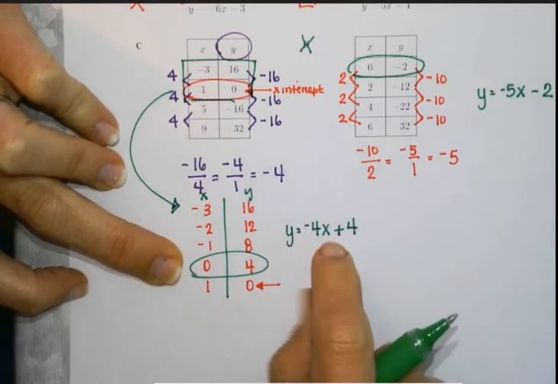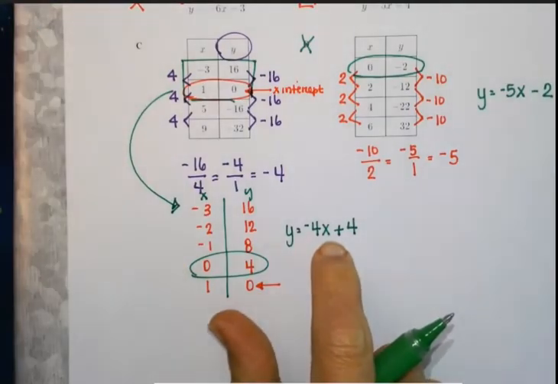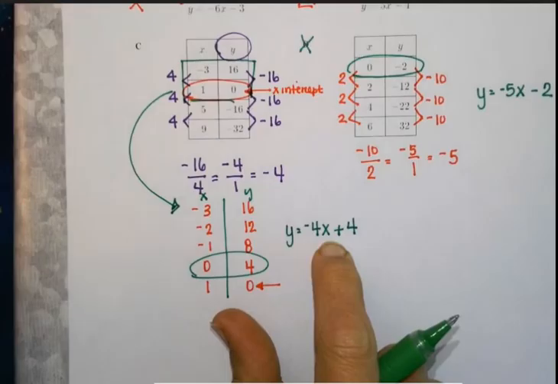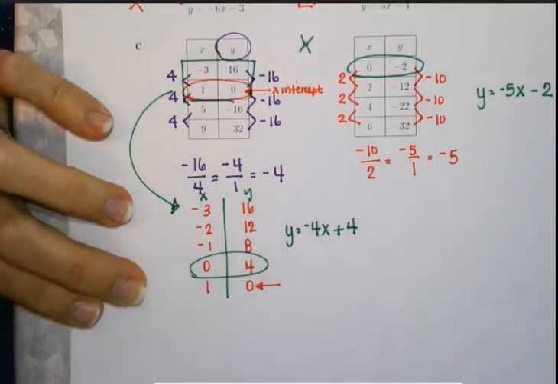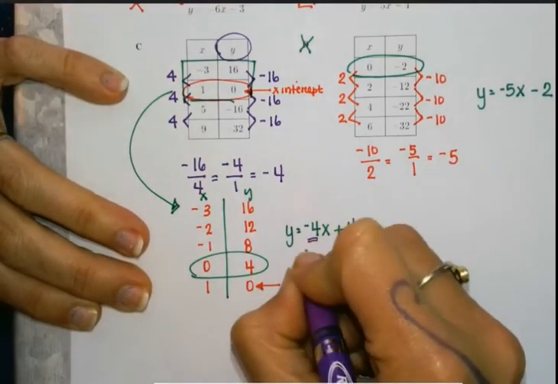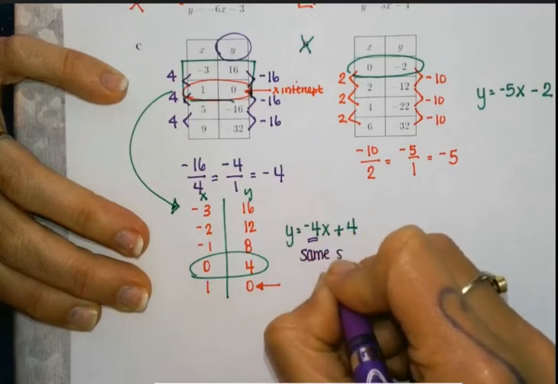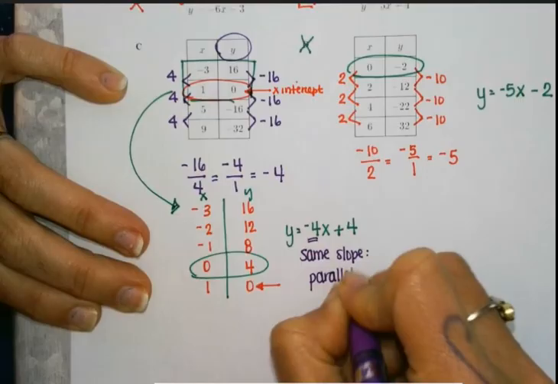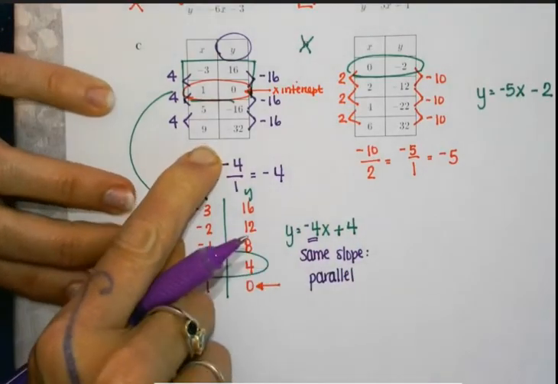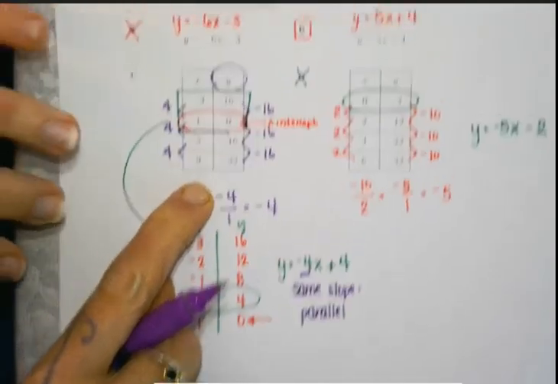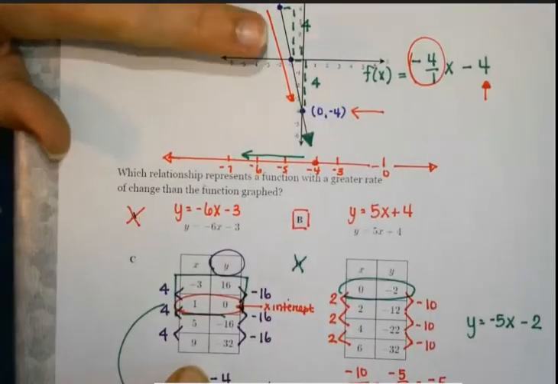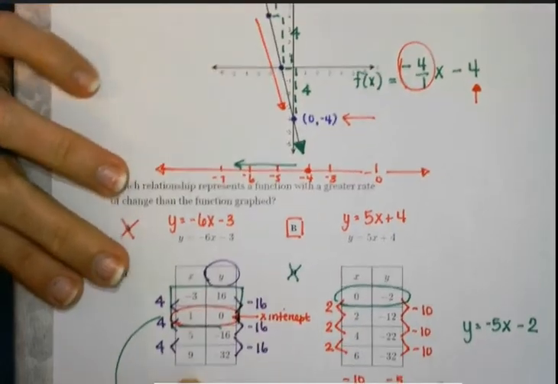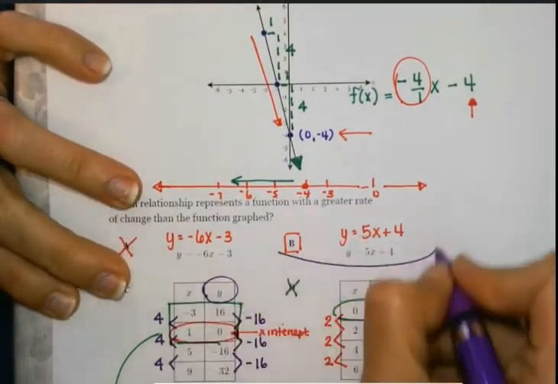Now, this is not the same line as the one drawn, but it does have the same slope. What do we know about same slope? What kind of lines are these? These are parallel lines. So this line would be parallel to the line that we had initially graphed at the top. So the one that does have the greater rate of change is our B with that positive 5x.